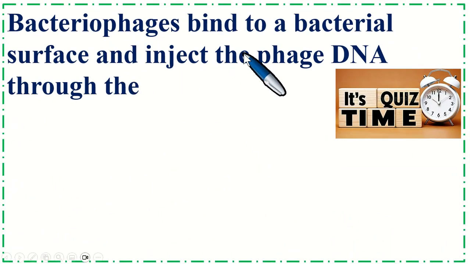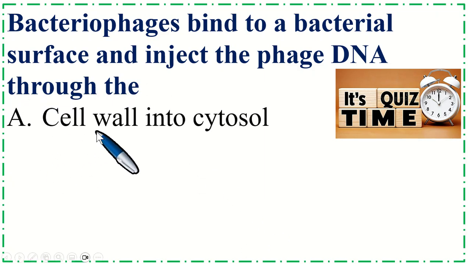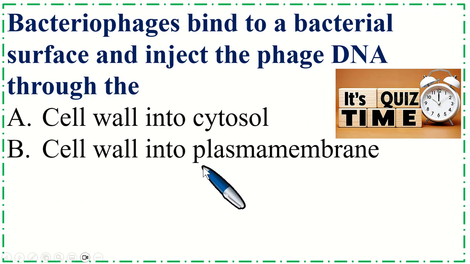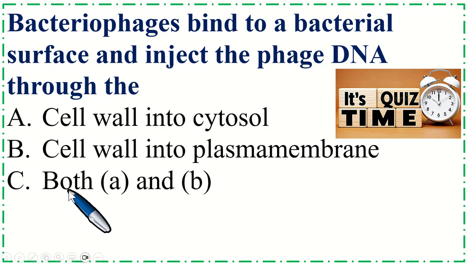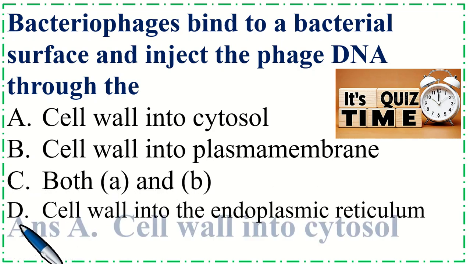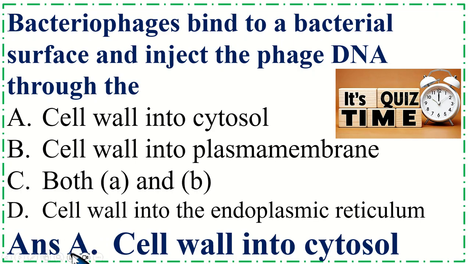Bacteriophages bind to a bacterial surface and inject the phage DNA through the option A, cell wall into cytosol; B, cell wall into plasma membrane; C, both A and B; and option D, cell wall into the endoplasmic reticulum. So the correct option is A. Cell wall into cytosol.